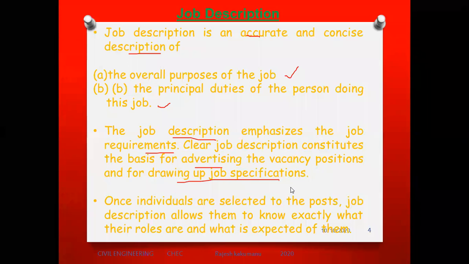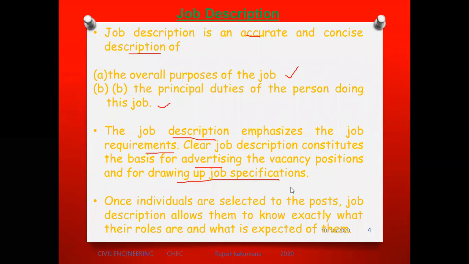All over Andhra, they require 200 or 250 employees. From Guntur district, they have conducted the test for around 350 to 400 people. In Krishna district, they have conducted it for around 200 people. Within a week, they will give the results. So this is one sort of advertising the vacancies and drawing up the job specifications.